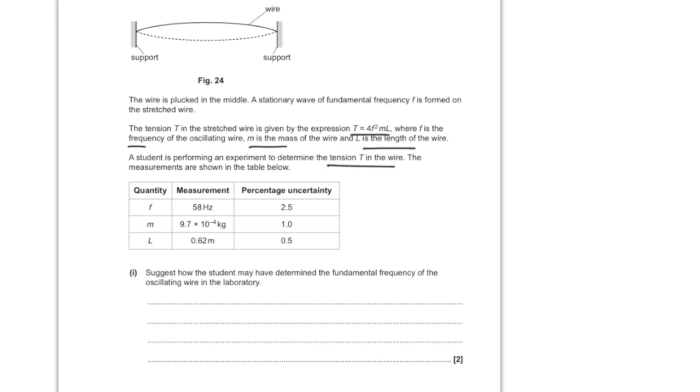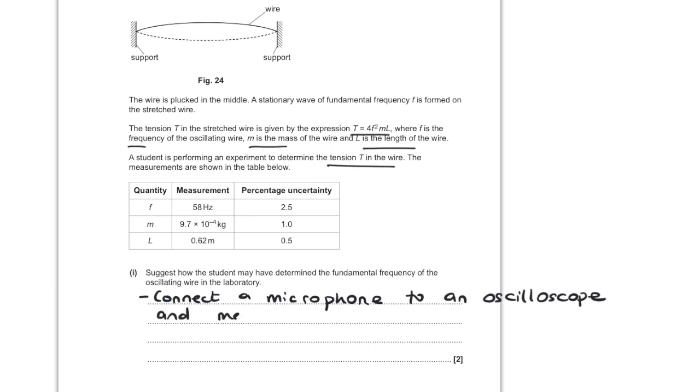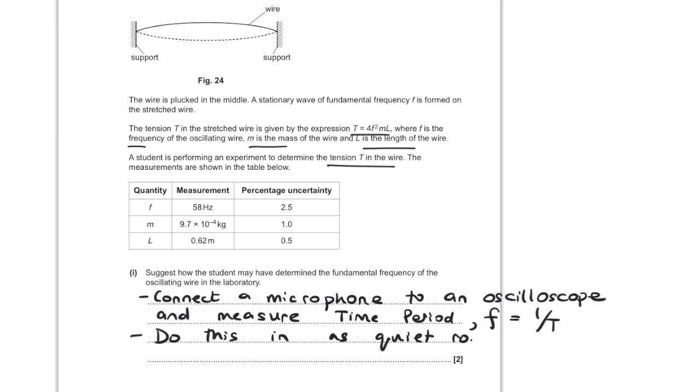Okay, so I'd say connect a microphone to an oscilloscope, and then from there measure the time period, and then work out the frequency using 1 over the time period. And then I would say do this in as quiet a room as possible. Just because it's 2 marks, I wouldn't worry so much about writing any more points.